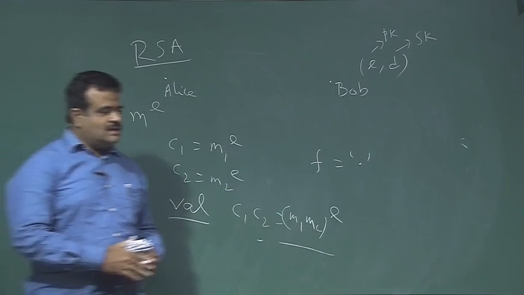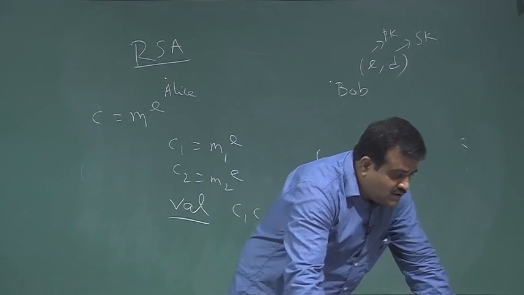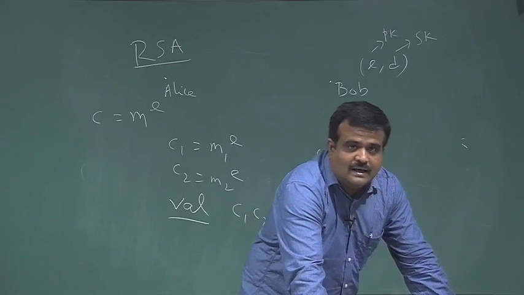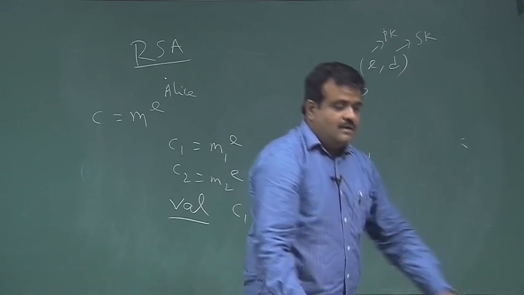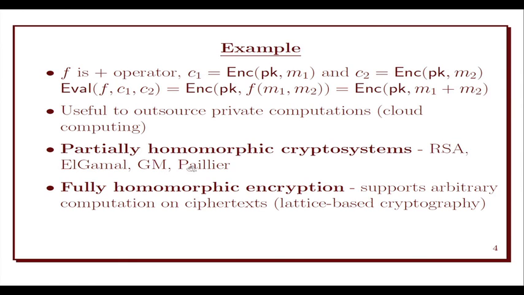So that is why RSA, ElGamal and the Paillier crypto system are partially homomorphic. That means they can support only one of the operations, like dot or plus. So they cannot support any general circuit. If you have a combination of arbitrary circuits, like a combination of plus, dot, and so on, that is called fully homomorphic encryption, which supports any general circuit instead of just dot or plus.